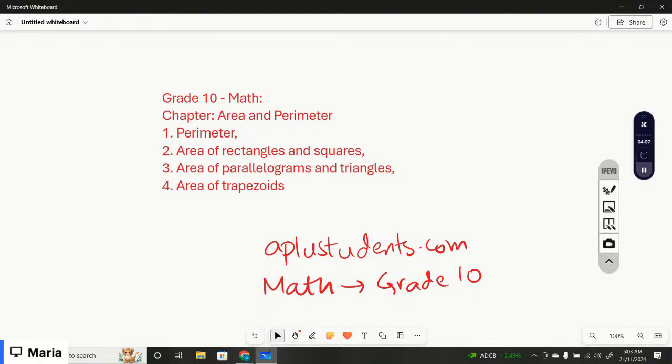The lessons we're going to cover today are perimeter, area of rectangles and squares, area of parallelogram and triangles, and then area of trapezoid. So please make sure you have your notebook and pencil so that you can note down the important examples and definitions as well.